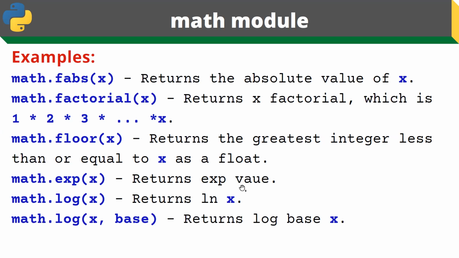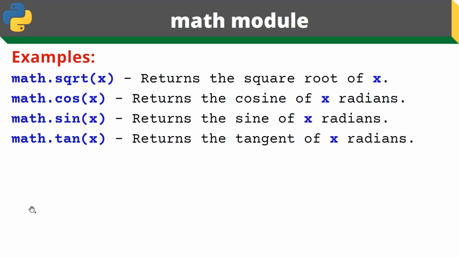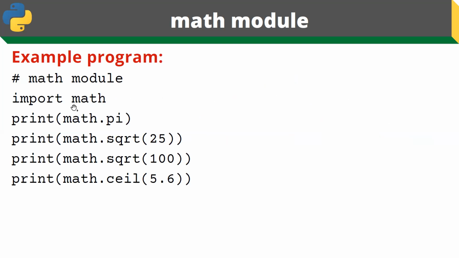math.exp(x) returns the exponent value. math.log(x) returns the logarithmic value. math.log(x, base) returns the log with the given base. Then math.sqrt(x) returns the square root of x, which we already saw in earlier programs. math.cos(x) returns the cosine of x radians, these are trigonometric values. math.sin(x) returns the sine of x radians. math.tan(x) returns the tangent of x radians. Let us see one example program of all these operations from the math module.